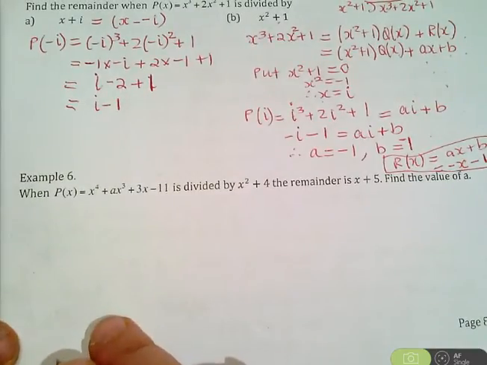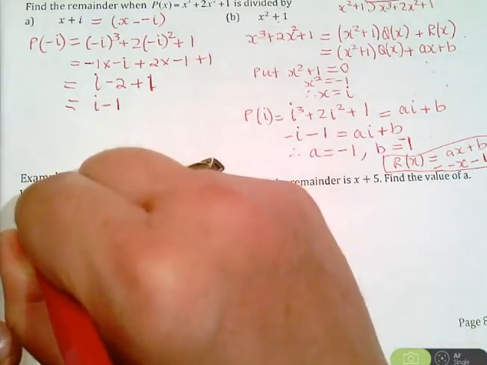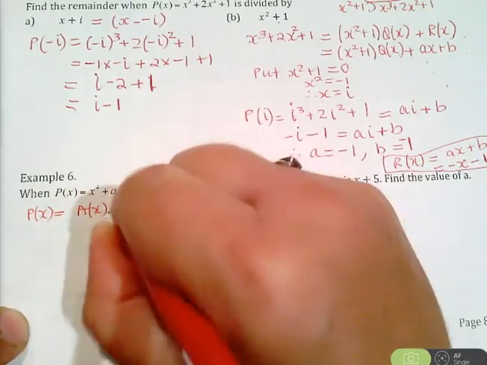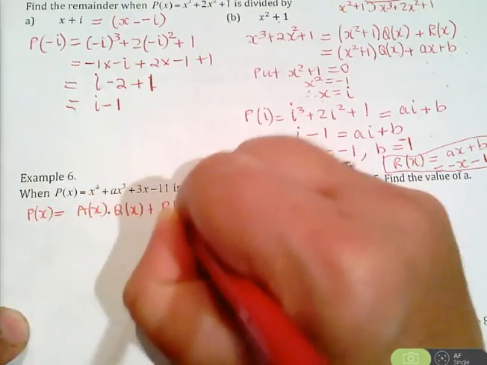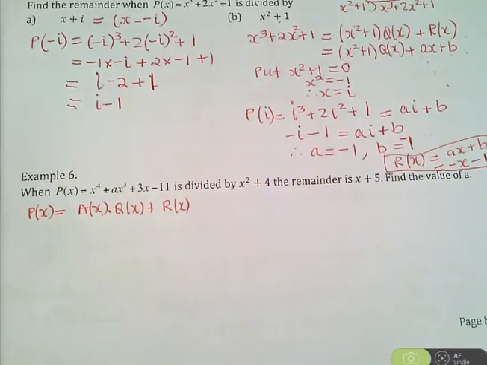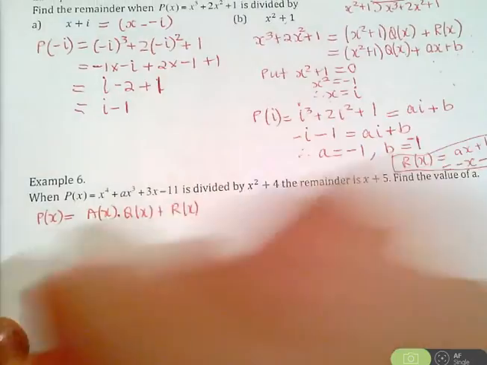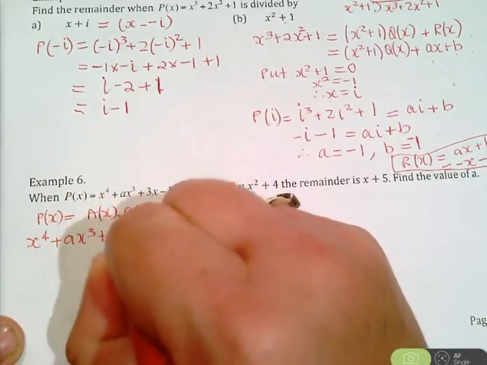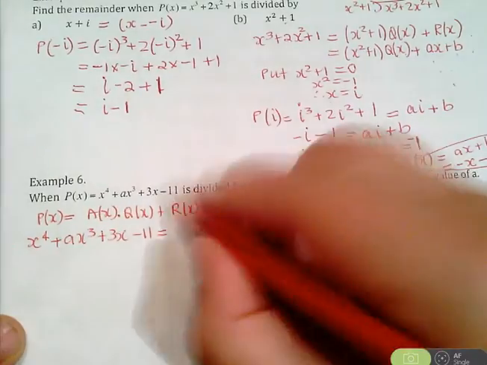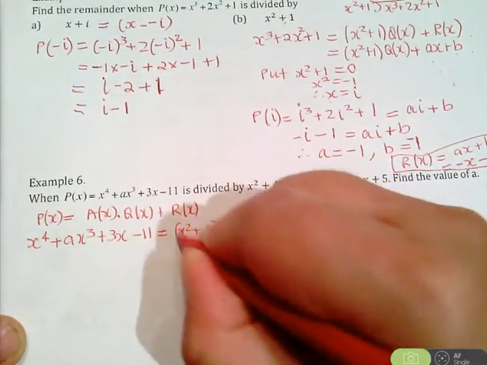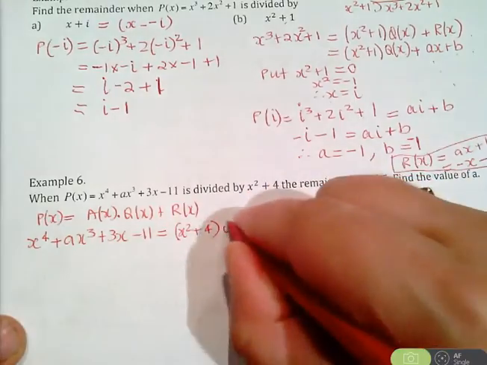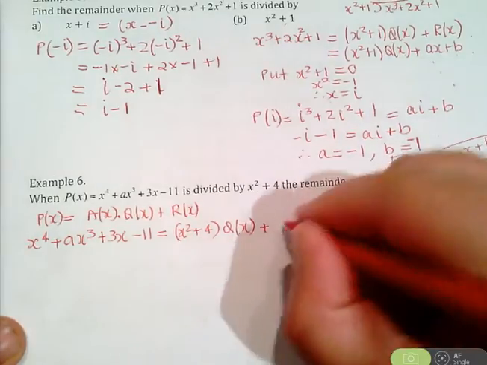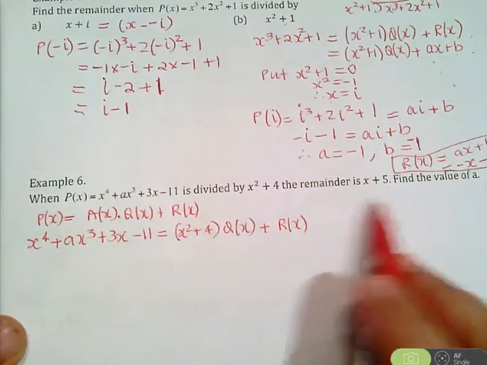Okay. Now, again, using the division transformation, I'm just going to write this up the top. Our polynomial in x, of course, is divisor times quotient plus your remainder r of x. So, my polynomial in x is x to the power of 4 plus ax cubed plus 3x minus 11. It equals x squared plus 4, which is your divisor, times your quotient plus the remainder. And we know that the remainder is r of x, but we actually know what the remainder is, x plus 5.